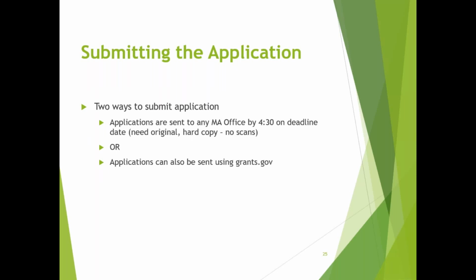So this is important. Submitting the application, there are two ways to submit. Applications have to be sent to any Massachusetts office, and again, if you are from Rhode Island or Connecticut, any Massachusetts, Connecticut, or Rhode Island office by 4:30 p.m. on the deadline date. It needs to be original, and it needs to be hard copy, so all original signatures. Applications can also be sent using grants.gov, but we've been advised don't do that. Submit it in person or mail it. So leave time to ensure that that happens.